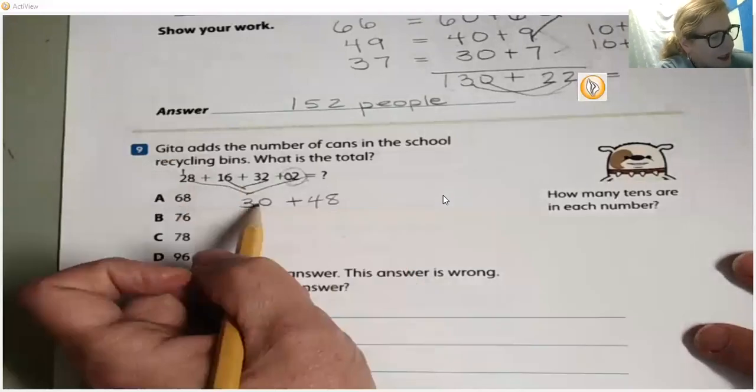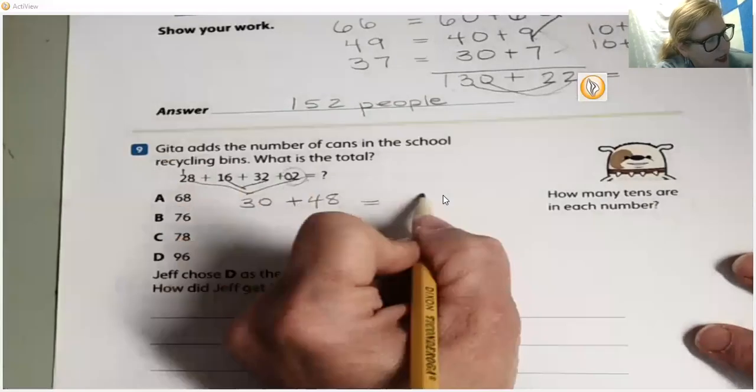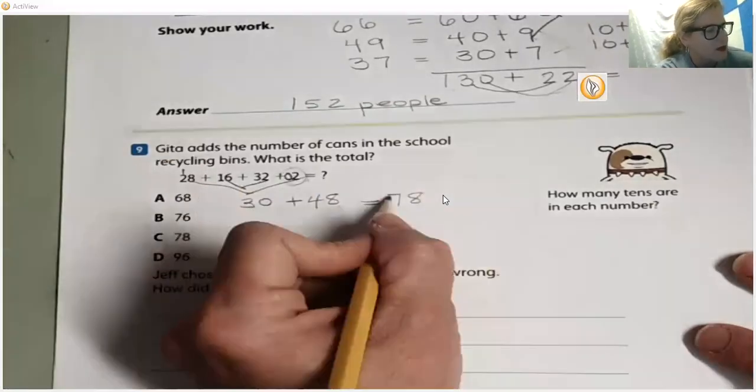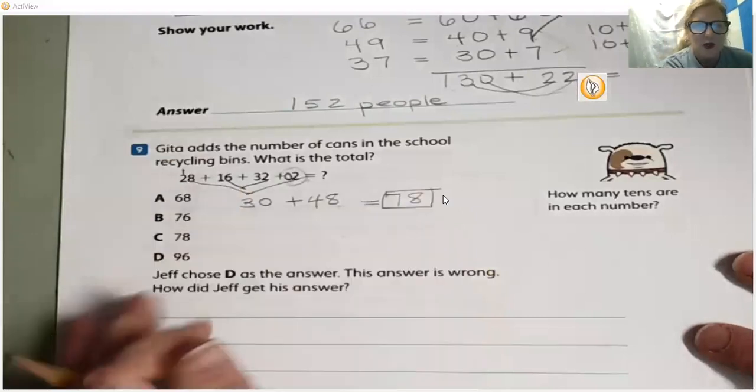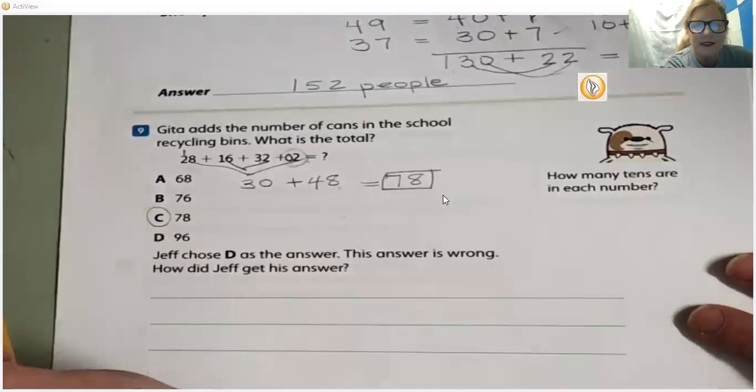1 10 plus 3 tens equal 4 tens. 48 equals, we have 0 plus 8 equals 8. 3 tens plus 4 tens equals 7 tens. So our answer is 78. Which one is 78? Why, it's C. Ding, ding, ding, ding, ding.